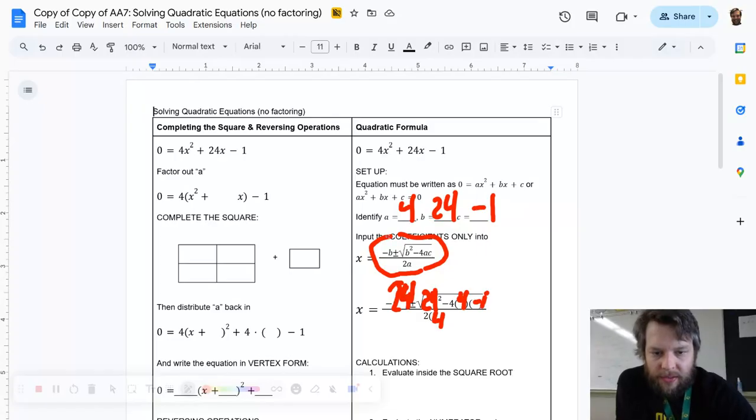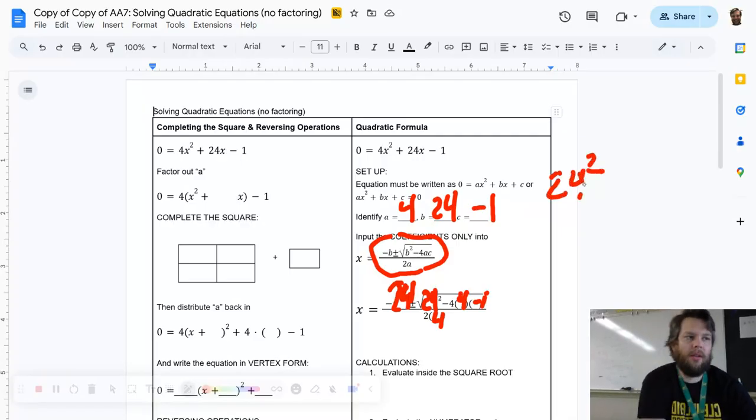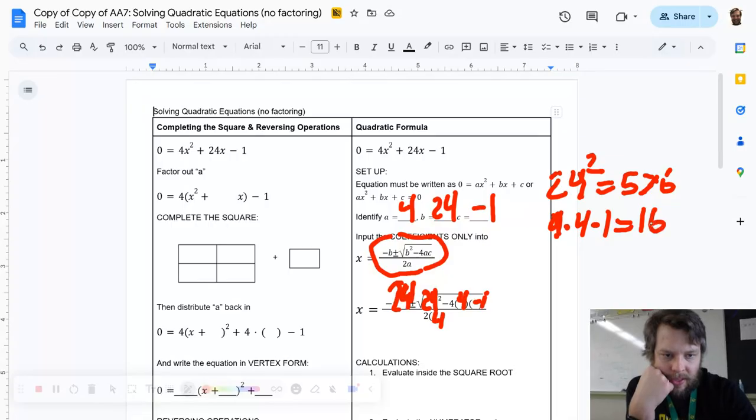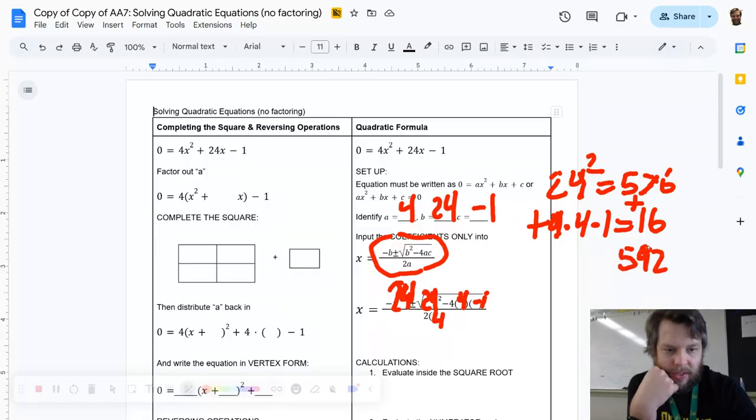Okay, calculations. Let's evaluate inside the square root. So 24 squared is 576. And then we also have 4 times 4 times 1, and that's 16. You'll notice that it's a negative 4 and a negative 1, so we have to do positive. So we're going to add these together, and that gives us 592. 576 plus 16 is 592.